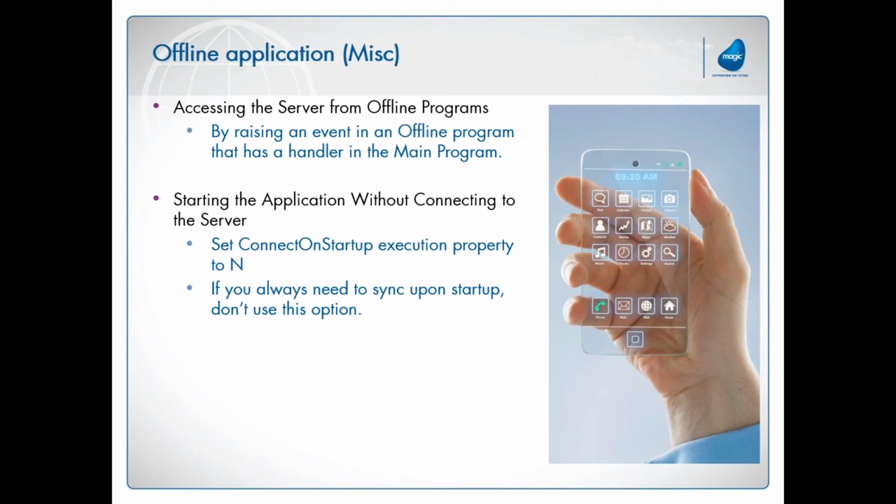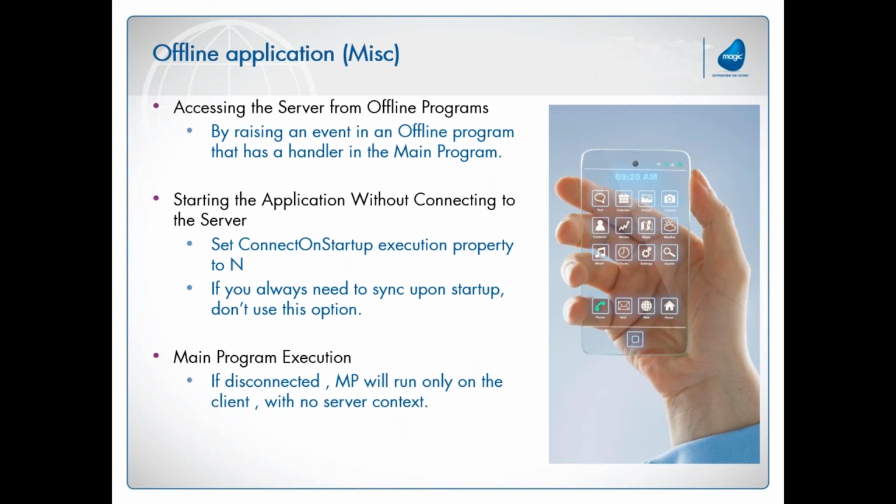But if your application does not require access to the server on startup, say you are going to do the sync only once a week and you don't want to waste even one second on startup, then you have a special flag in the execution property called connect on startup, and you can set it to no. In this way, there is no sync and no access to the server even on startup. But again, I recommend trying to connect to the server on startup in order to sync everything, as I mentioned.